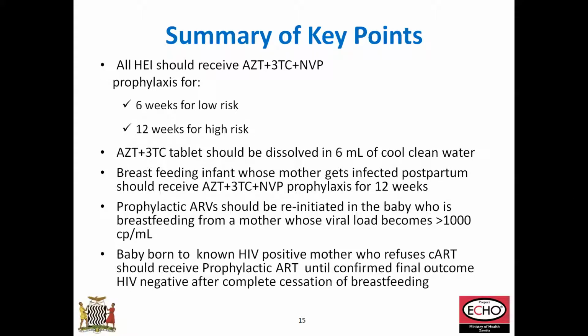A baby born to an HIV-positive mother who refuses ART should receive prophylactic ART until the final outcome is confirmed negative after complete cessation of breastfeeding. In a nutshell, this one should be given prophylaxis until 7 days post-cessation of breastfeeding. But please, here we have to monitor, if they have to be on AZT 3TC for a long time, we have to monitor for anemia and neutropenia.